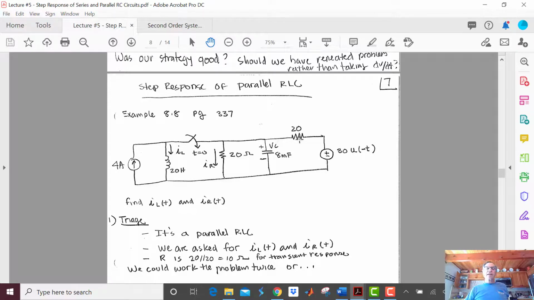So at t equals 0 minus, of course, there's no connection here, and I have no current through the capacitor, so I just have a voltage divider. So the voltage on the capacitor is just going to be 20 over 20 plus 20, which is going to be 15 volts. So that means the voltage at the inductor at t equals 0 plus is going to be 15 volts.